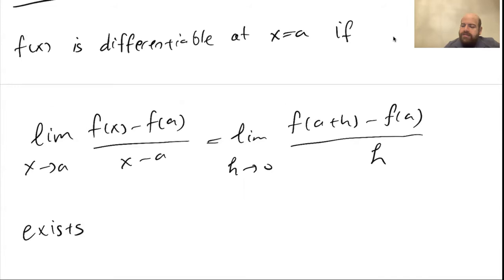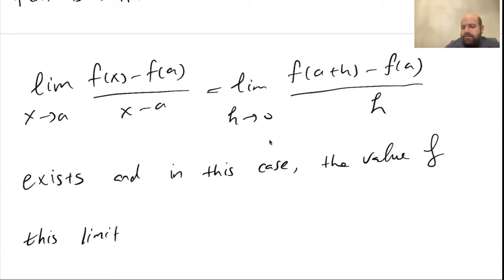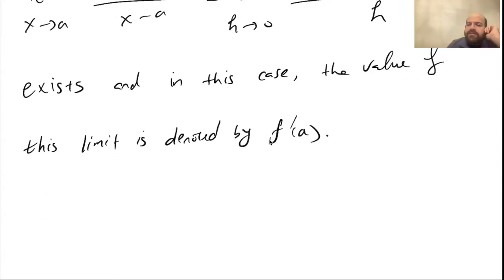If these limits exist, this is one limit. It can be written as this expression or this expression. These two expressions are equivalent. So if this limit exists, then we say that the function is differentiable. And in this case, the value of this limit is denoted by f prime of a. So f prime of a means this limit here. And if this limit does not exist, of course, we say the function is not differentiable at the point a.